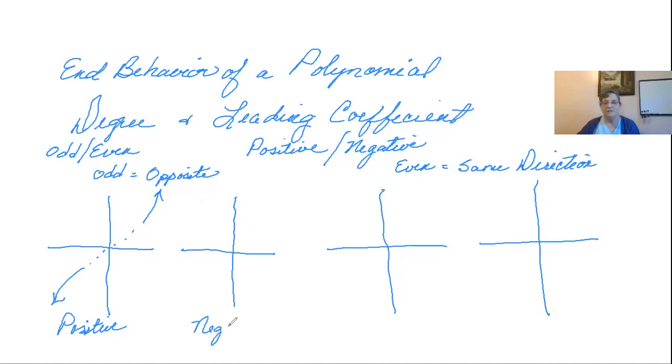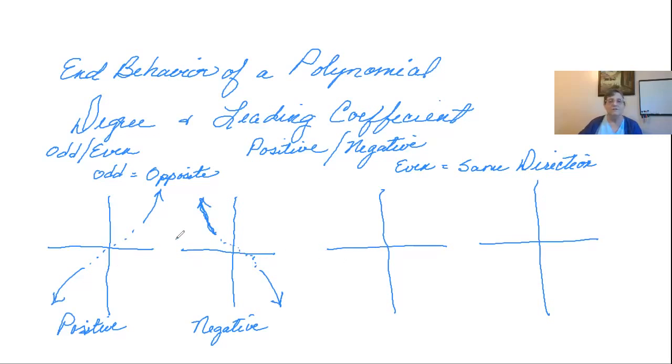If the leading coefficient is negative, then as x approaches positive infinity, the polynomial values, the y values, approach negative infinity. As x approaches negative infinity, then the polynomial values, the y values, approach positive infinity. Again, this doesn't determine what goes on in the middle.